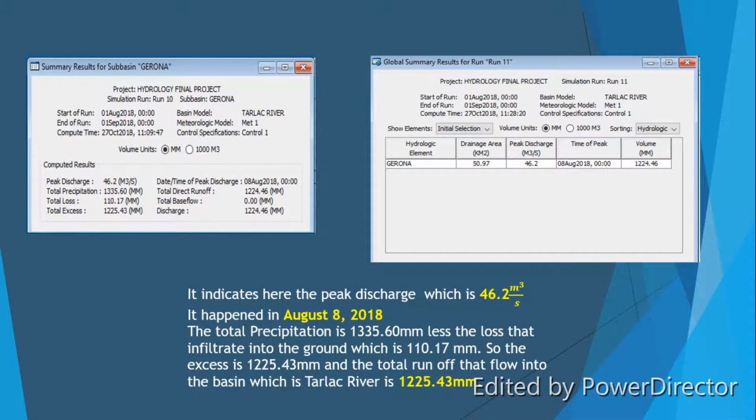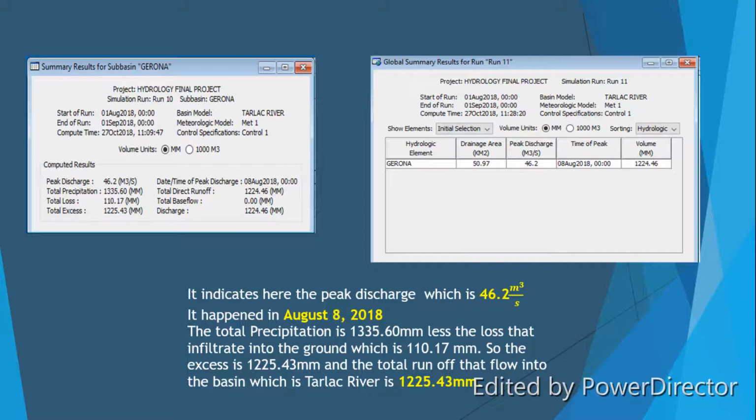And the summary of results for Sub-Basin Herona. It indicates here the peak discharge, which is 46.2 cubic meters per second. It also happened on August 8, 2018. The total precipitation is 1,335.60 millimeters, less the loss that infiltrates into the ground, which is 110.17 millimeters.